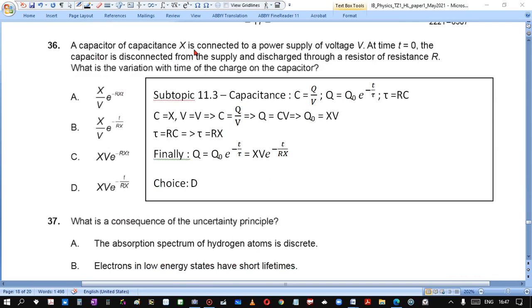Question 36. A capacitor of capacitance X is connected to a power supply V. At time T, the capacitor is disconnected from the supply and discharged through a resistor of resistance R. What is the variation with time? So subtopic 11.3, we have the formula for the capacitor, for how charge is decaying, and the time constant. So here the capacitance is X, the voltage is V. So it means that when we charge the capacitor, it gets charge XV, the initial charge. The time constant we get is RX. So we substitute everything into the formula and we get choice D.